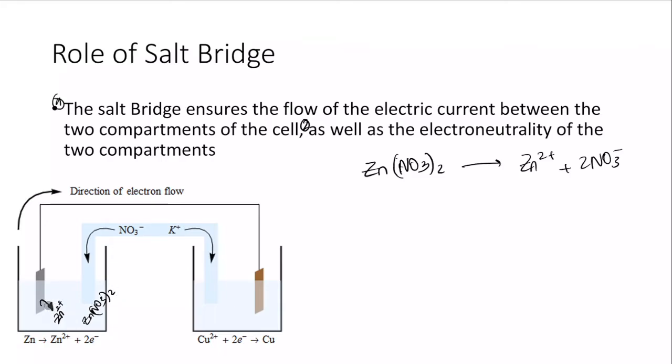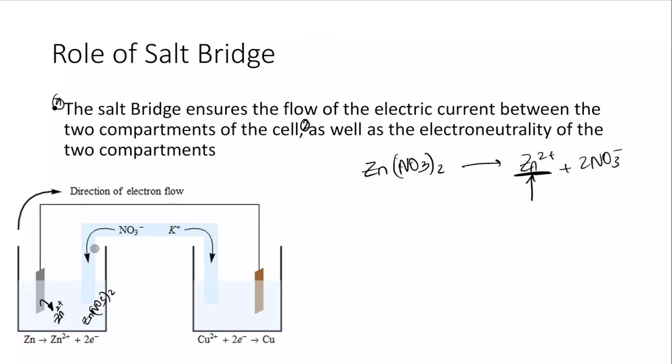But whenever we add Zn2+, we have a newcomer. You have that Zn2+ coming from the Zn strip, because Zn is being oxidized. It's losing electrons to give Zn2+ plus 2 electrons. This will disturb the electron neutrality of the solution. The solution is no longer neutral, because the Zn2+ is increasing. What's the solution for that?